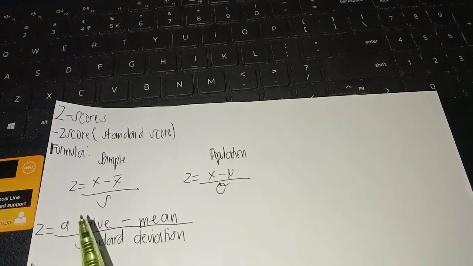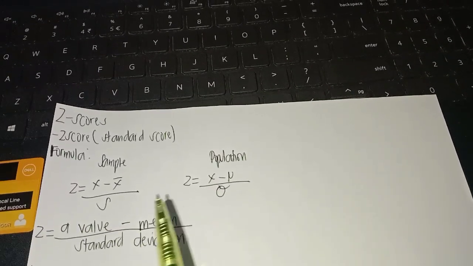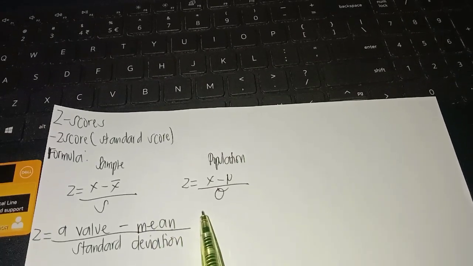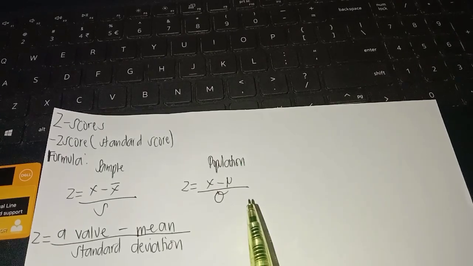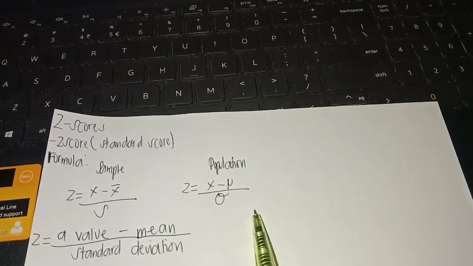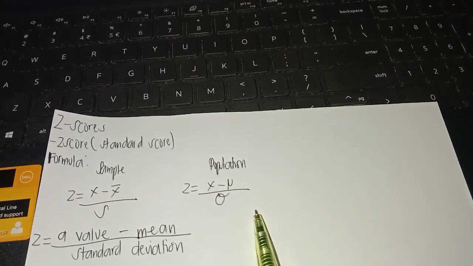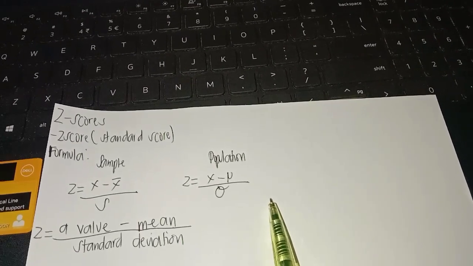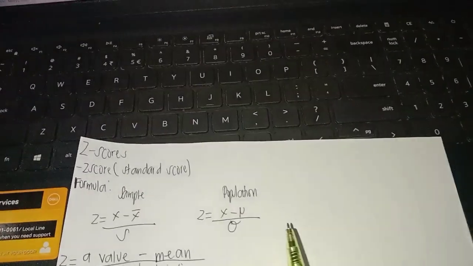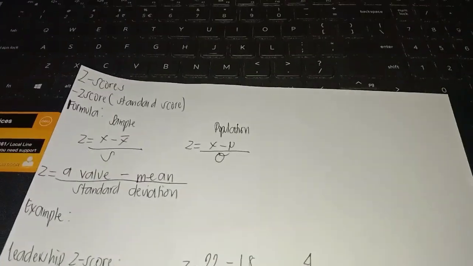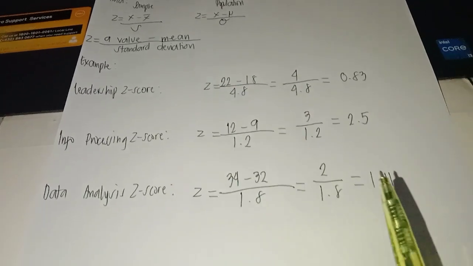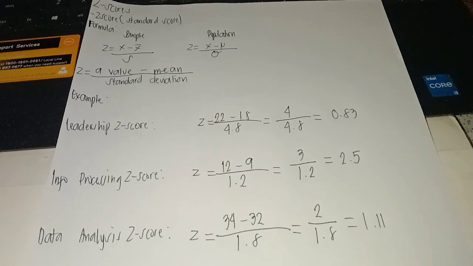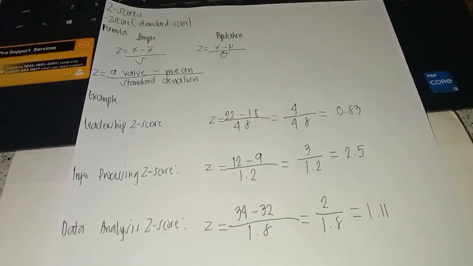Since the formula in the book is for the sample, let's proceed with that formula. So z is equal to value minus mean divided by standard deviation. Now let's solve the current problem. Since we already know her value, her mean, and her standard deviation, let's find out whether Karen is better in leadership, info processing, or data analysis. Again, Karen has three categories: leadership, info processing, and data analysis.